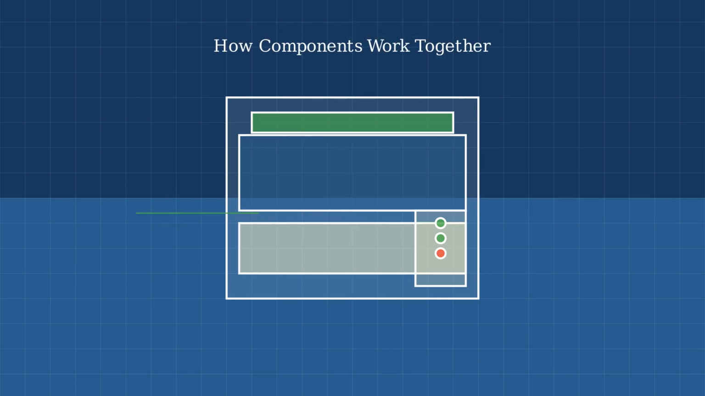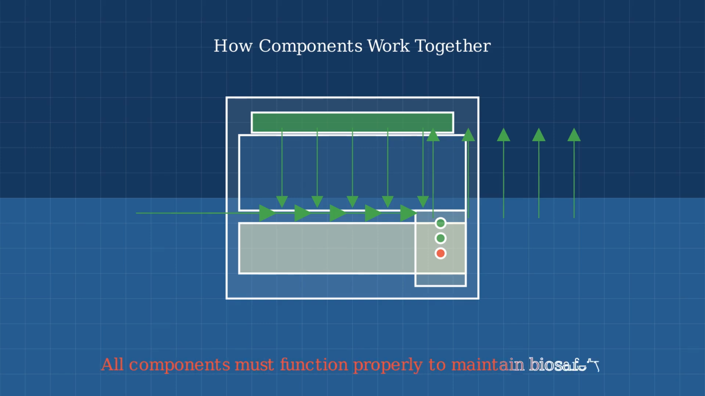All these components work together as an integrated system. The control system monitors the airflow, which is directed by the cabinet design through the HEPA filters, creating a safe work environment on the work surface, all visible through the viewing window. Remember that all components must function properly to maintain biosafety. Regular certification and maintenance are essential to ensure the cabinet continues to provide protection.